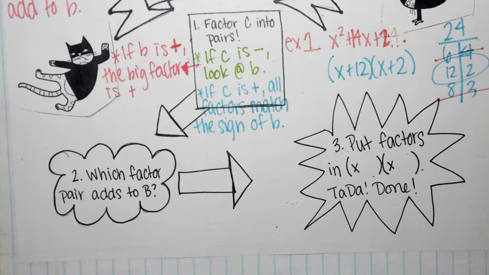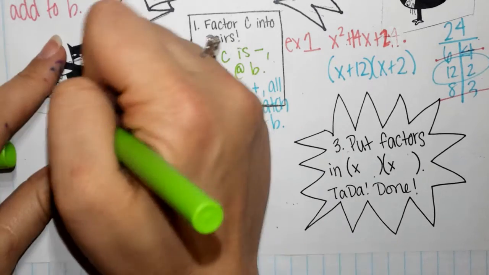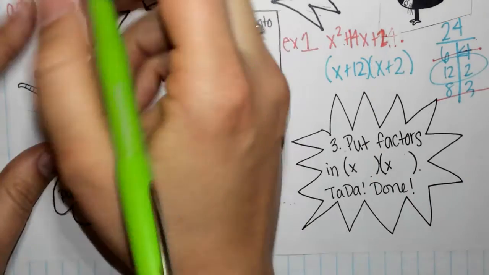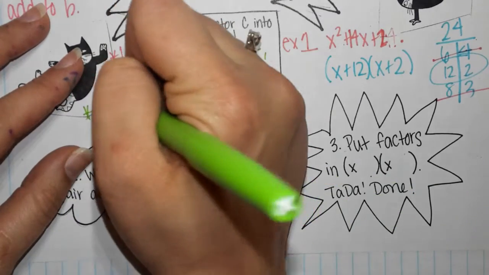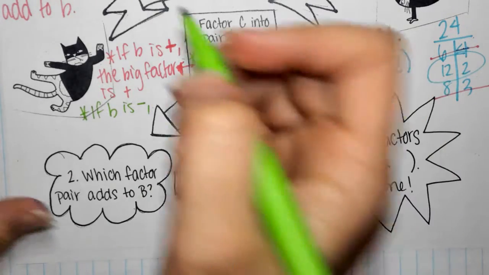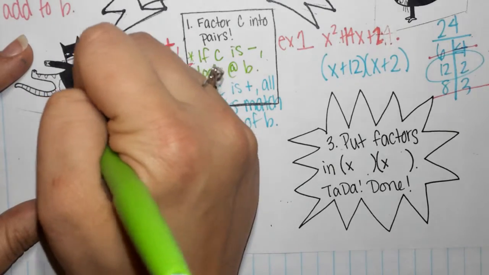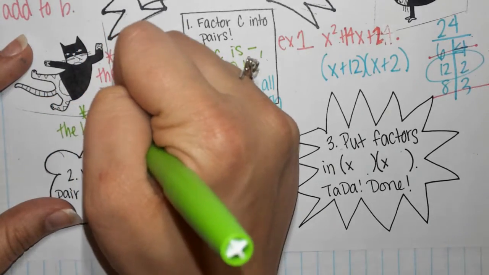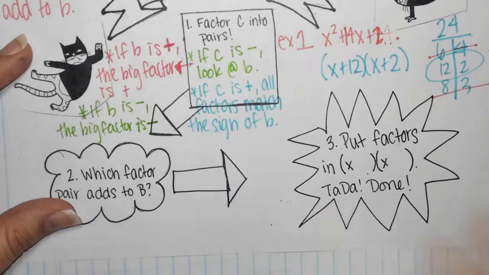Okay, now our example is on the whiteboard, not on the screen. Our example was y squared minus 7y minus 30. Our C is negative and our B is negative. So what does our big factor have to be? Negative. Awesome. If you said negative, take a point. And let's write it down. Good job, Karen. If B is negative, the big factor is negative.